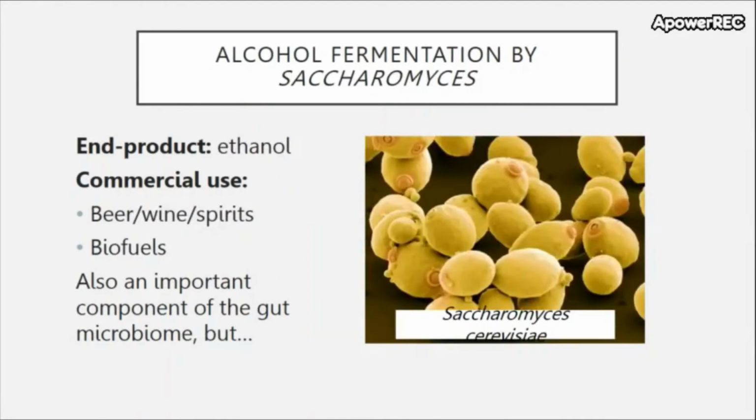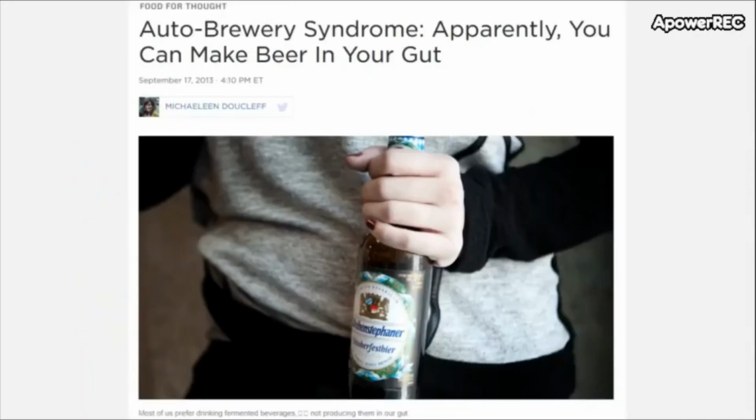Alcohol fermentation, the majority of which is done with Saccharomyces cerevisiae, a sugar-eating fungus that produces beer, as we remember what that name means. Its end product is ethanol and CO2. It's important for beer, wine, and spirits, but it's also used in biofuel production, as ethanol is a common biofuel, and it is a member of our gut microbiome.